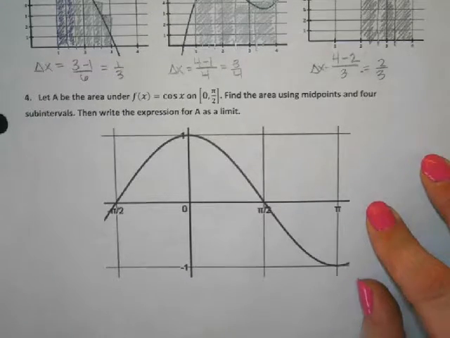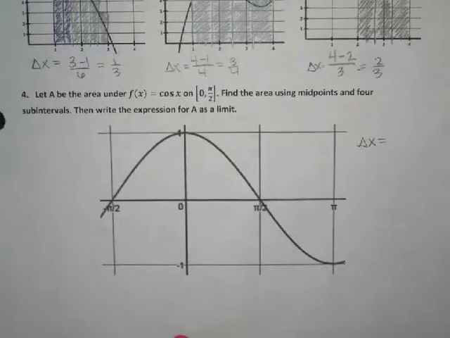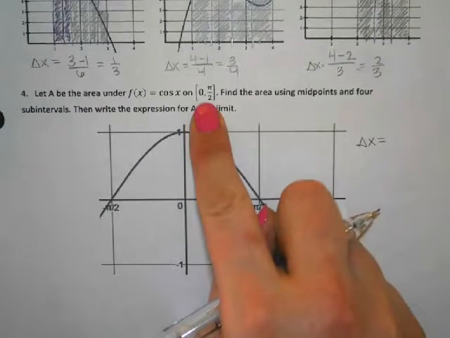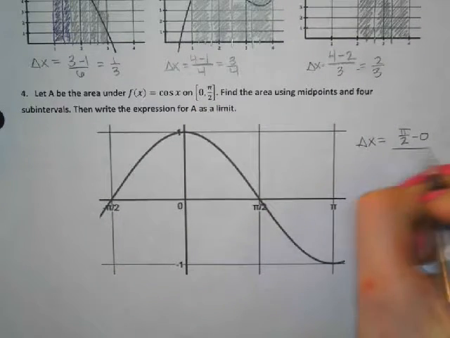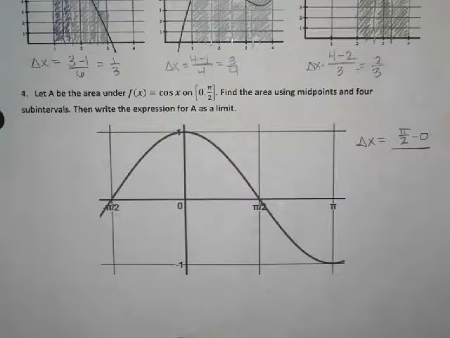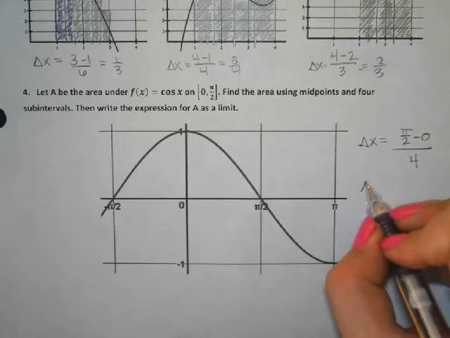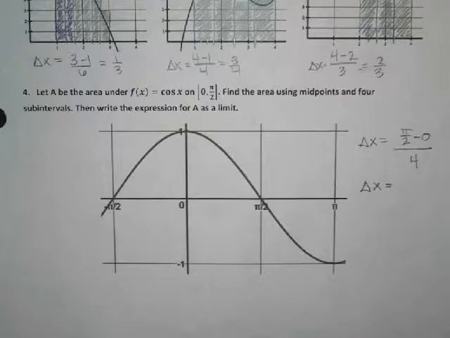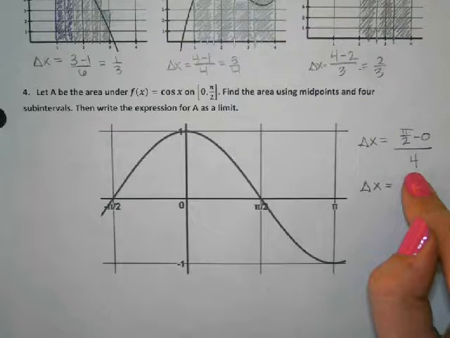Delta x. Yep. So delta x, here's our interval, is pi halves minus 0 over 4. It would be infinity if we were doing the limit version. That's when we would say infinitely many. So over 4. The width of each of our rectangles would be pi halves divided by 4, pi eighths.